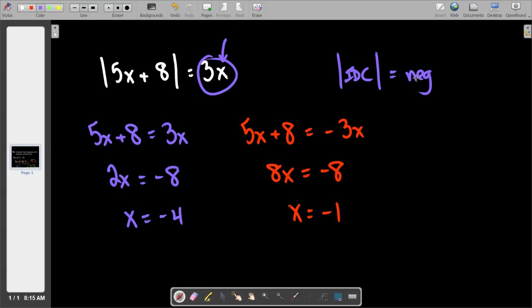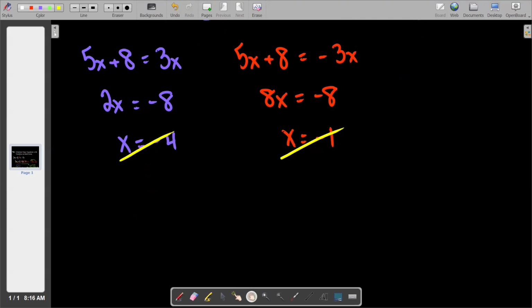So you can see quite simply that in both of these situations, when you put a negative number into this, it doesn't matter. What I'm trying to say is that this part doesn't matter, right? It just doesn't matter because absolute value cannot in a million years equal a negative. Therefore, this one cannot work. This one cannot work. So we would say that this problem has no solution.